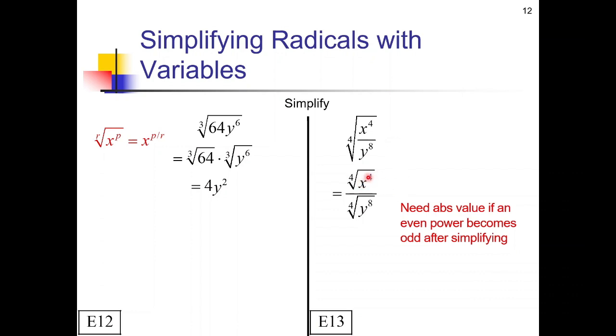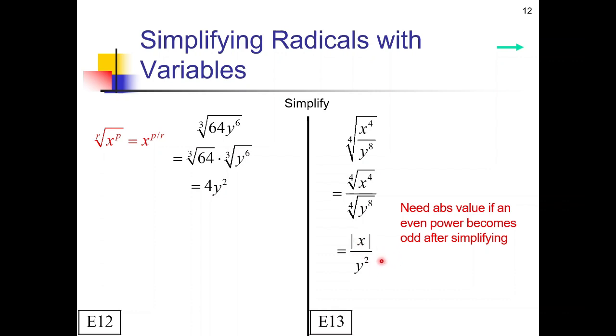So this is going to become absolute value of x. Now, if something was an even power and it's still an even power after simplifying, like this y to the 8th is now going to be y to the 2nd, 8 divided by 4, then we don't need an absolute value. Now you might be wondering why the difference. Why do we need this absolute value in the first place?